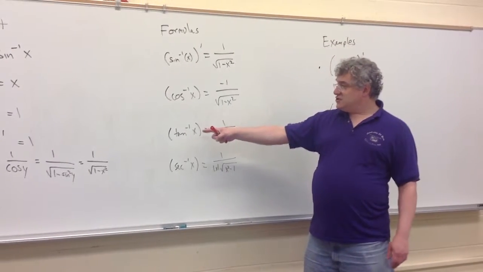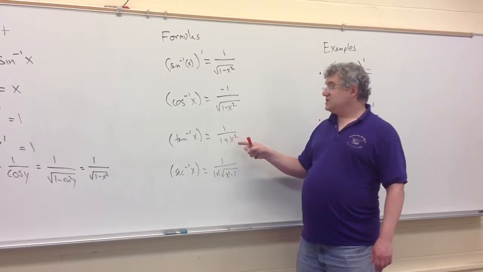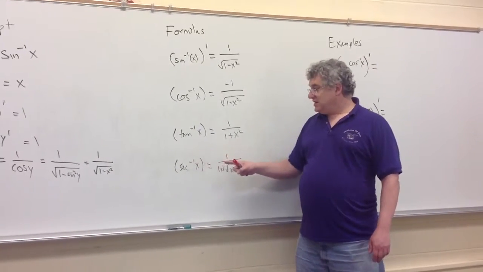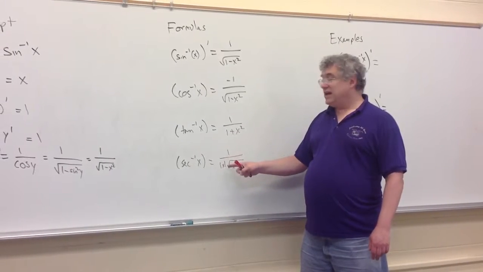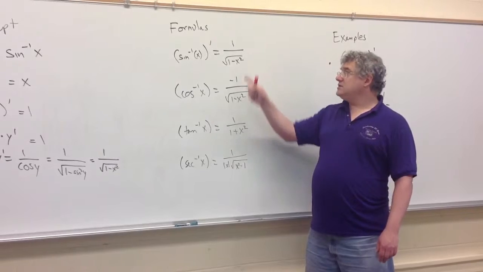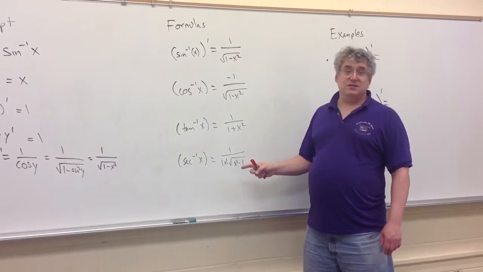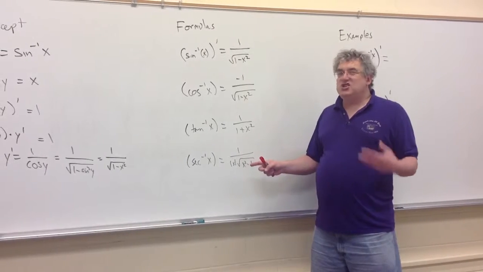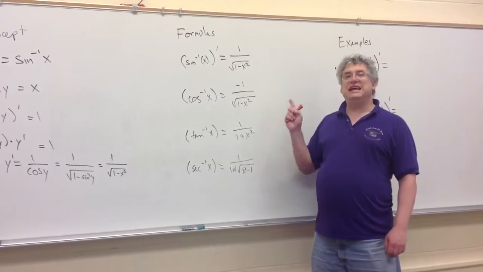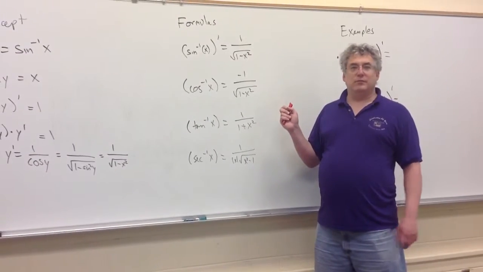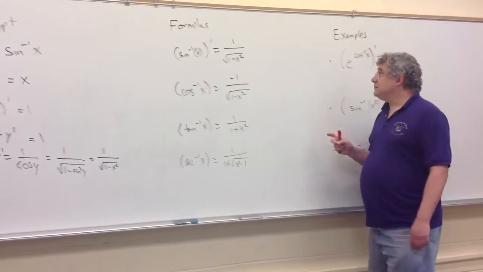The inverse tangent's derivative is 1 over 1 plus x squared. No square root anymore. And the derivative of the inverse secant is 1 over the absolute value of x times the square root of x squared minus 1. Notice there are some patterns, there are some similarities, but there's a lot of differences. These are not things that you generally just intuitively understand, not at first. You have to get used to them, and most of the time, if you use them enough, you just remember them. But let's use them.